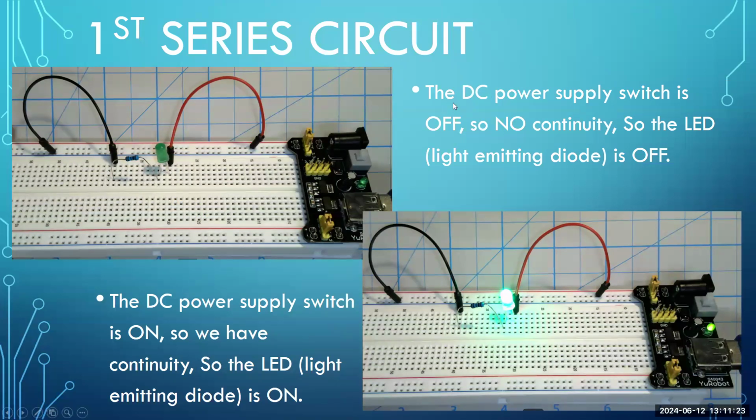So here, the description reads, the DC power supply switch is off. And the switch is this little push button right here. It's off, so there is no continuity. There is no energizing of these power rails by the power supply. So as this is off, there is no continuity of these rails to the power supply. The LED, which is your light emitting diode, that's what LED stands for, is therefore off.